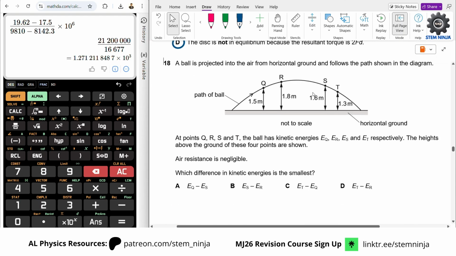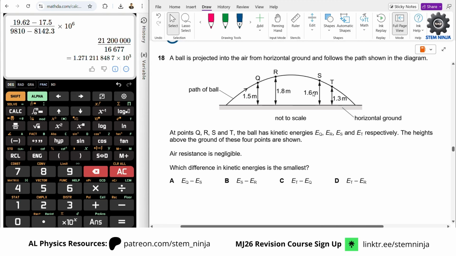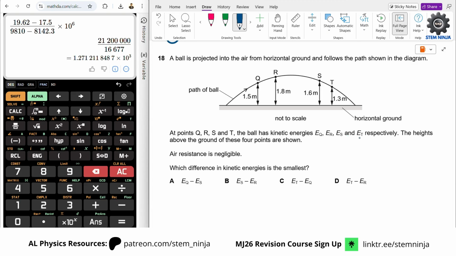A ball is projected into the air from the horizontal ground and follows the path shown in the diagram. At points Q, R, S, and T, the ball has kinetic energies EQ, ER, ES, ET respectively. The heights above the ground of these four points are shown. Which difference in kinetic energies is the smallest? Okay, so you have to remember that it's into the air, so basically there is going to be a resistance.